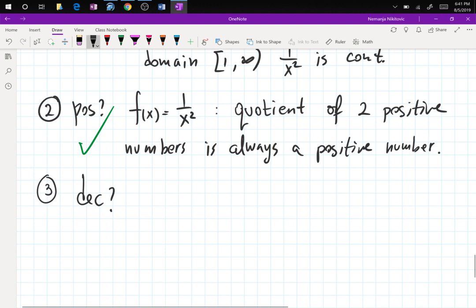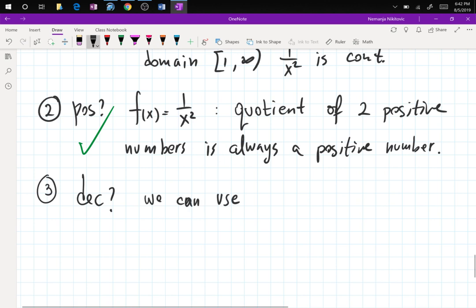There are 2 ways in general to solve this. One will be using calculus, using derivative, and the other one is using basic algebra to show that the sequence is decreasing by showing that the next term is smaller than the previous term. Because if the next term is smaller, well, that means it's decreasing.